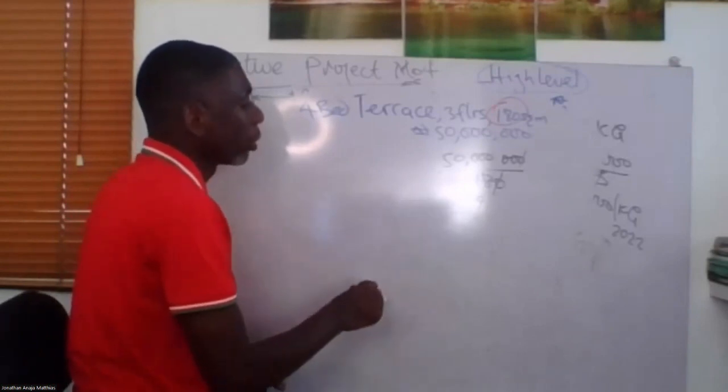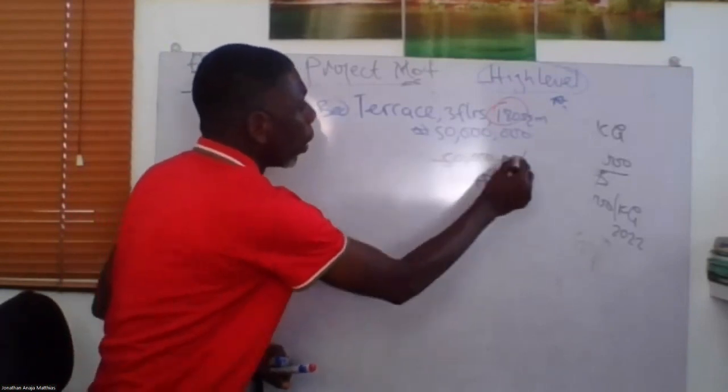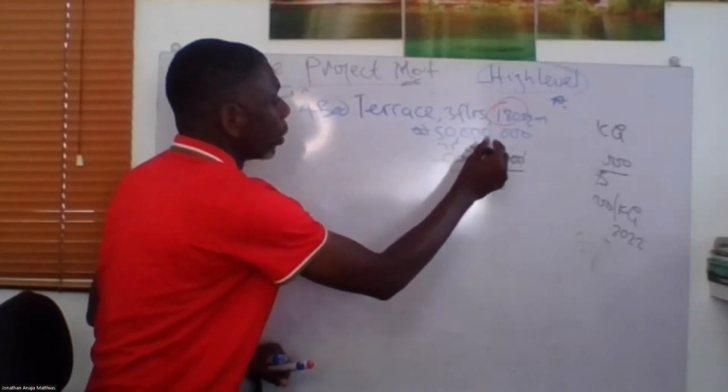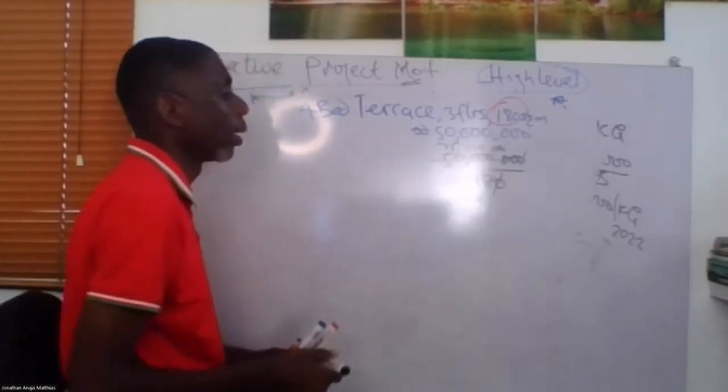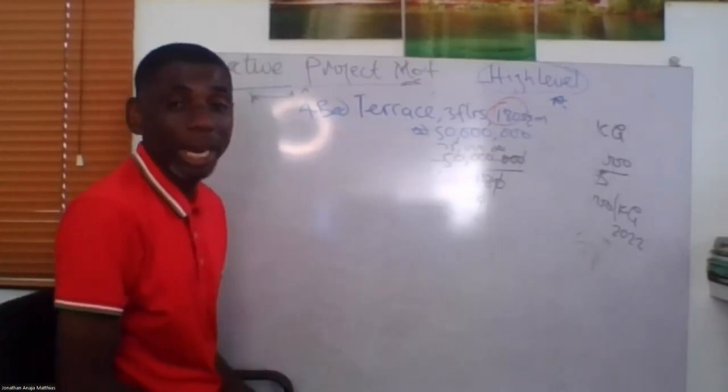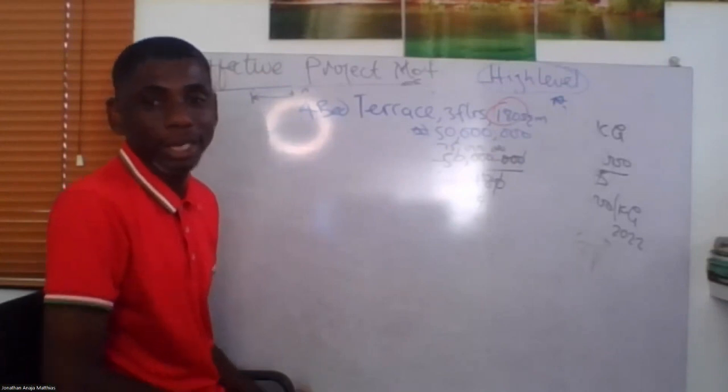So, who has done that for me? 50 million divided by 180 square meter. Is somebody on it?